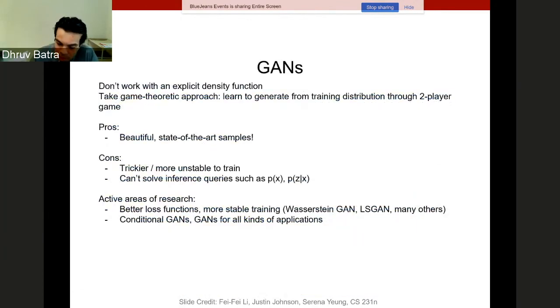So overall, that's basically it for GANs. They lead to beautiful state-of-the-art samples, and there are massive computer graphics applications that have been unlocked and enabled because of these models. They are really tricky and unstable to train. If you thought training CNNs was hard or training LSTMs was problematic, GANs are typically a nightmare to get working. And of course, you cannot answer any inference queries.